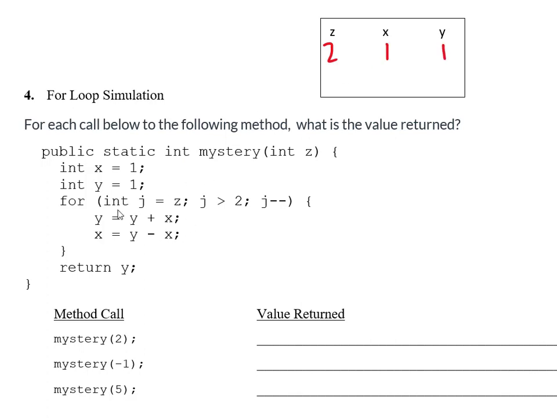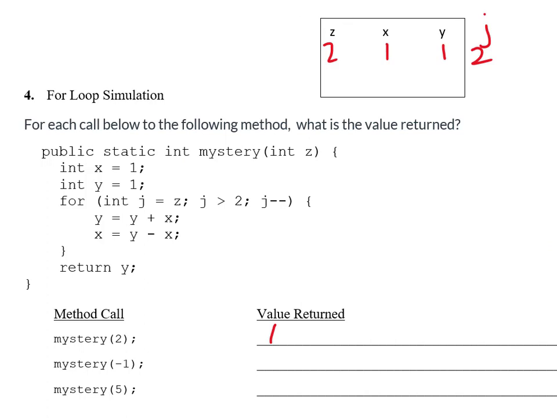We're going to go through the loop while int j equals z. Oh, I have another variable, j, and it's going to be equal to z, which is 2. As long as j is greater than 2, j is not greater than 2. So the test is immediately false. Nothing happens in the for loop. It returns y. Y contains a 1. So for this first method call, 1 will be the value returned.